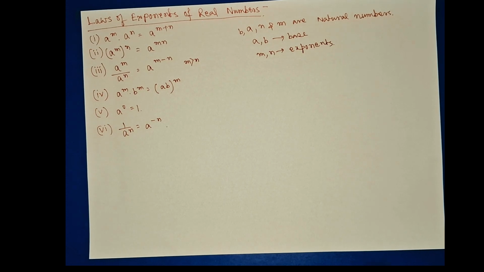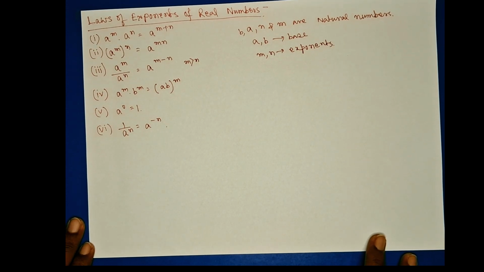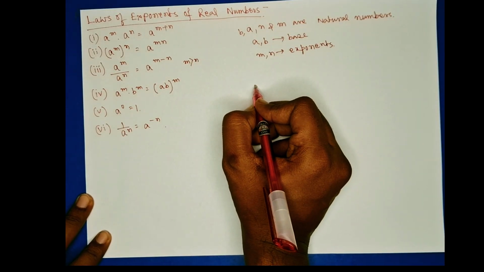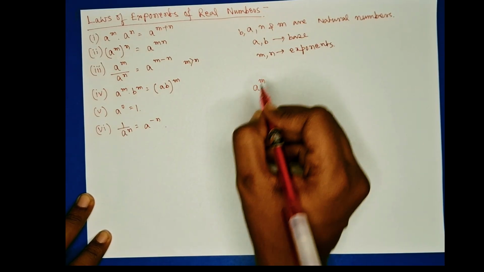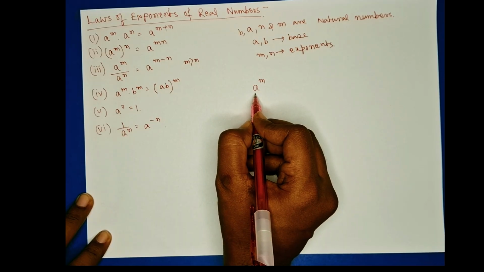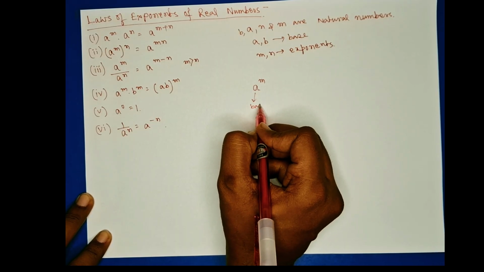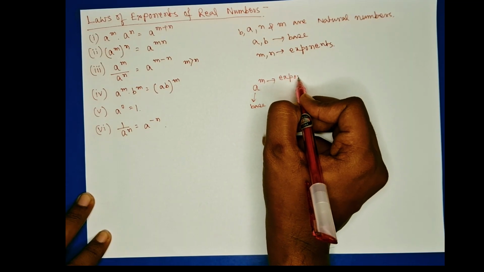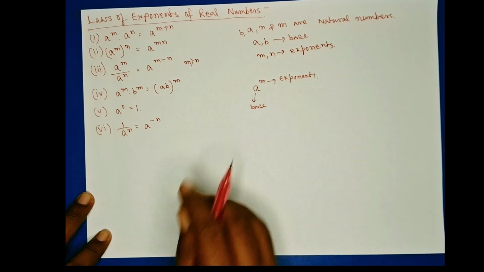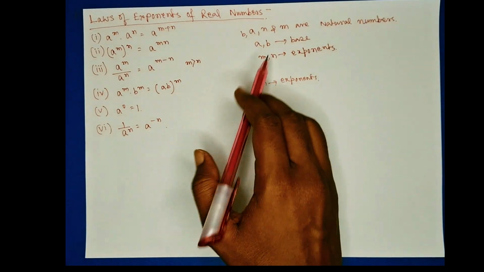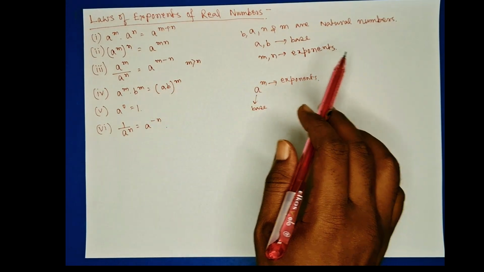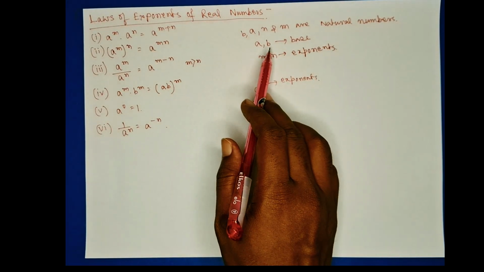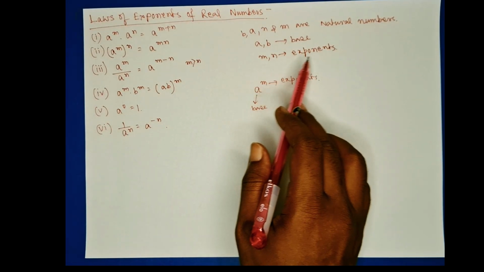Now we will study the laws of exponents of real numbers. So here let us consider a to the power m. Here a is called the base and m is called the exponent. Here we have considered a, b, n and m as natural numbers, where a and b are the bases and m and n are exponents.